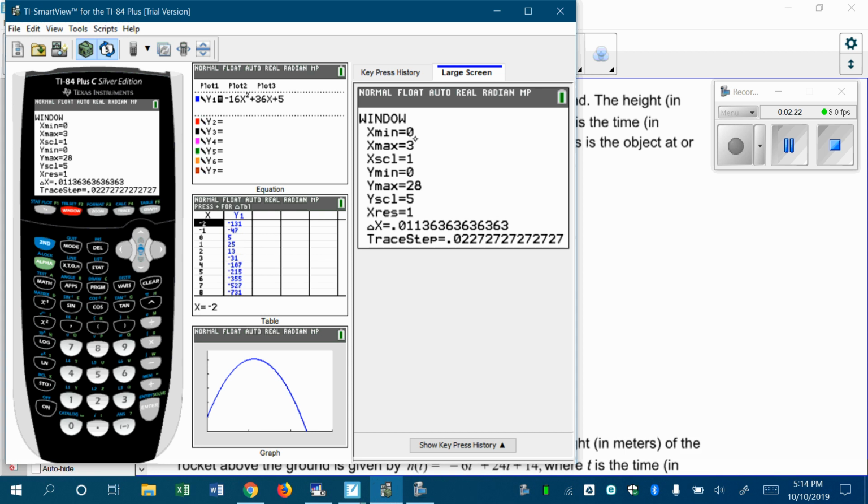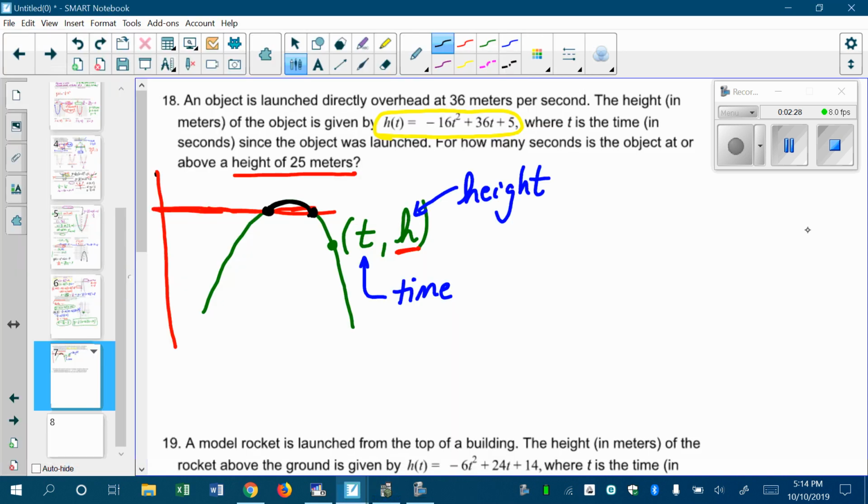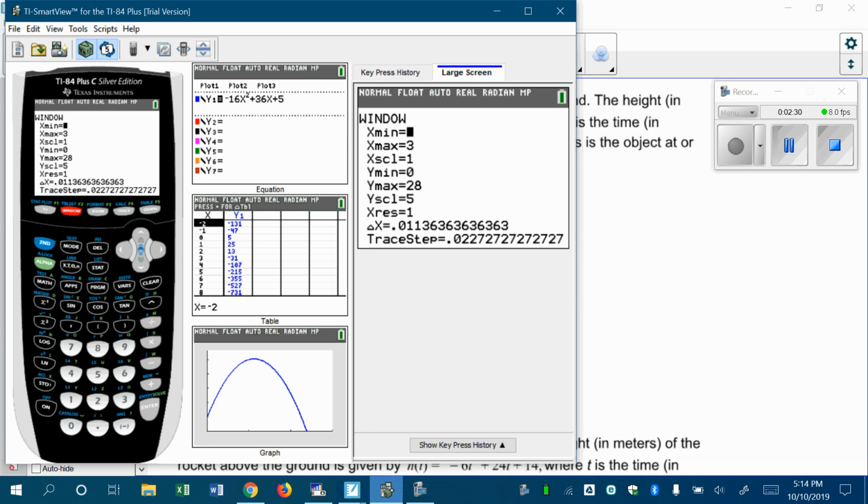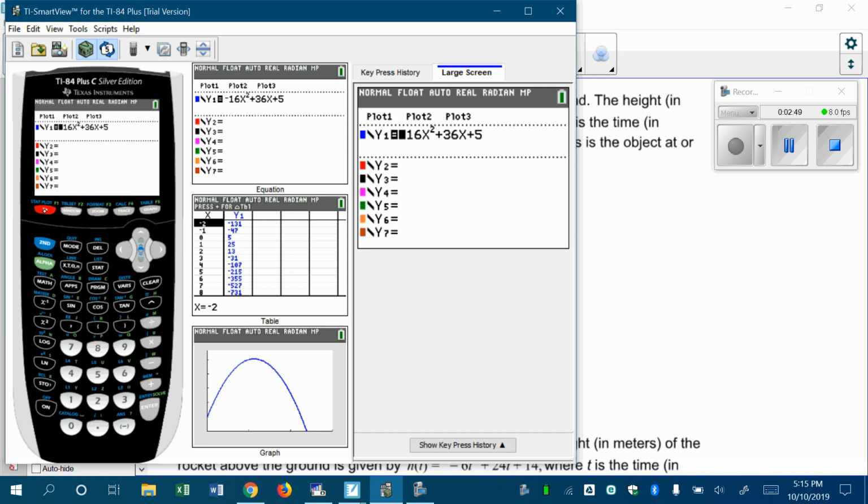And then for my y min and max, I knew that the height minimum should be 0 because it's height, and we're not going underground or under the sea or anything. And then the max I picked as 28 because we're only interested in the part of the parabola that goes above 25. And so that ended up working out pretty well. I can see in my little screen here that this down here is what the parabola is going to look like. I'm going to go back in my y equals now.